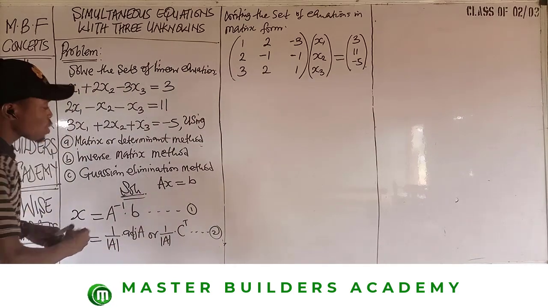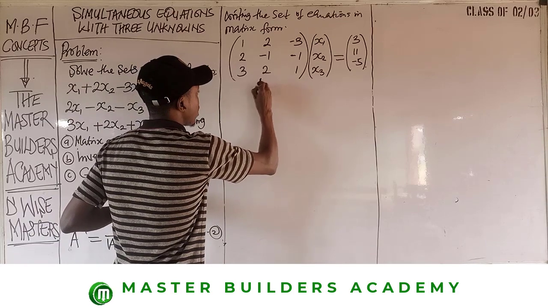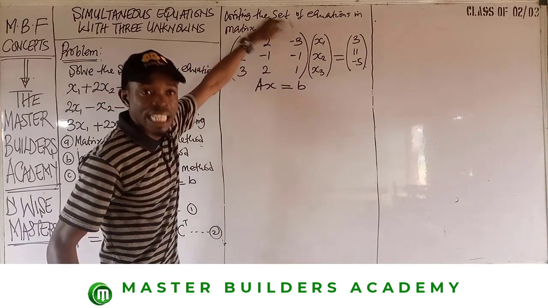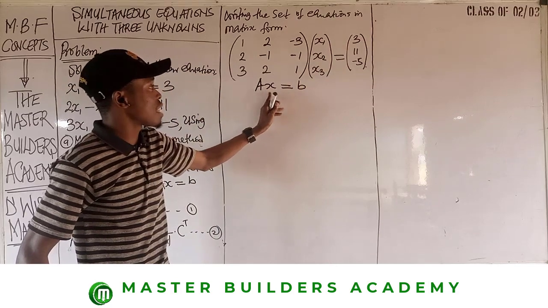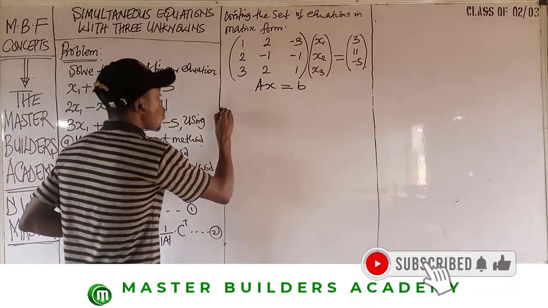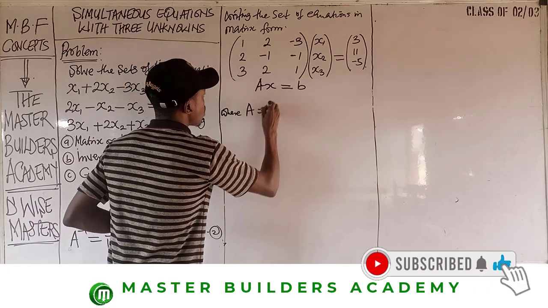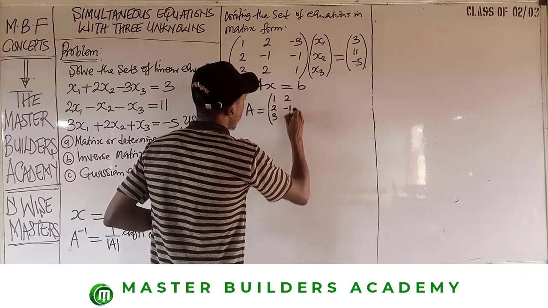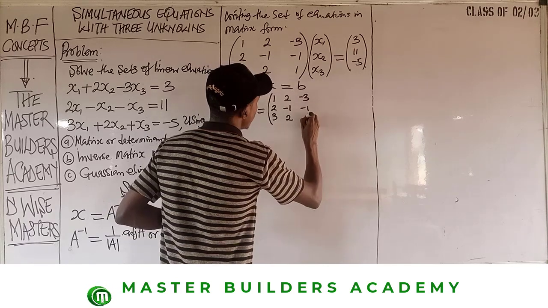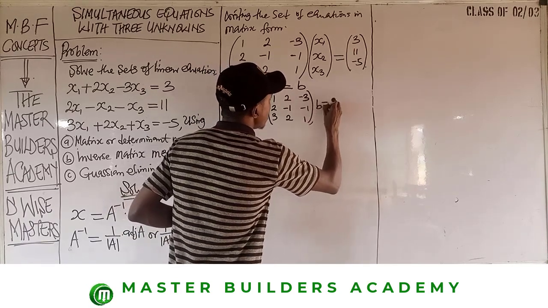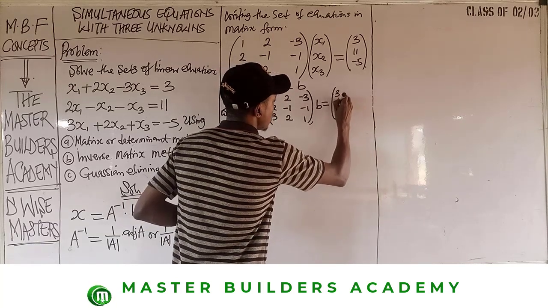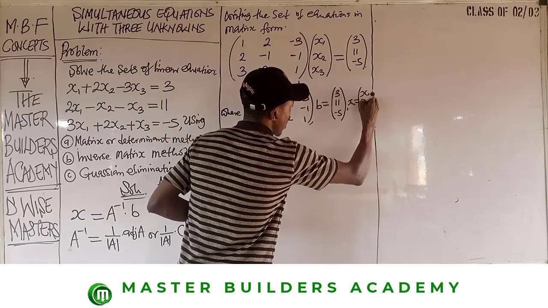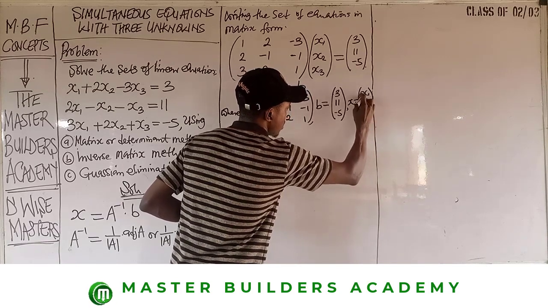So how do we relate it? I just mentioned that AX is equal to B based on this arrangement. So this big bracket that contains integers represents your A. This column here represents X, and this other column represents B. So I can boldly say here A is equal to 1, 2, 3, 2, -1, 2, then -3, 1, 1. Then B is equal to 3, 11, -5, and then X is equal to X1, X2, and then X3.